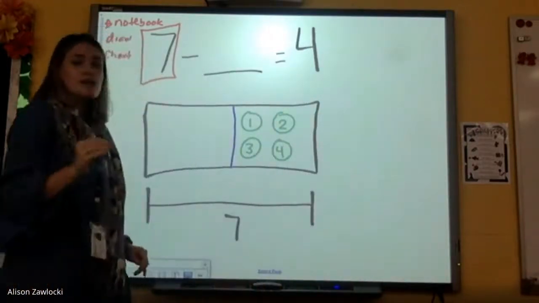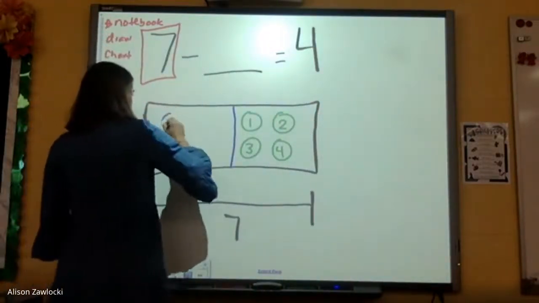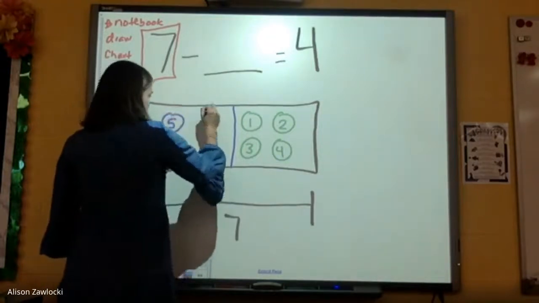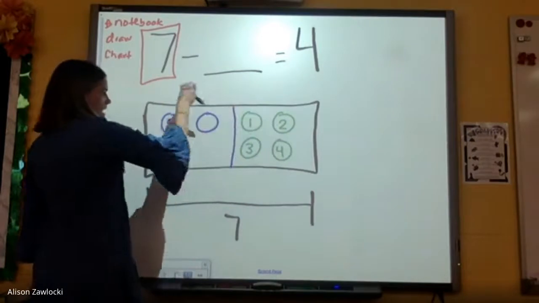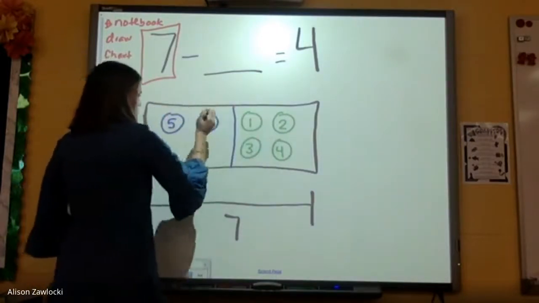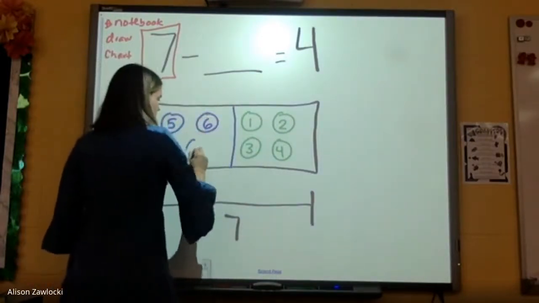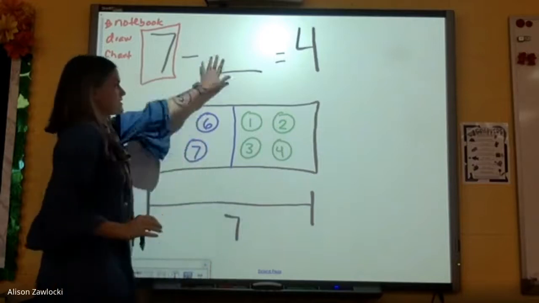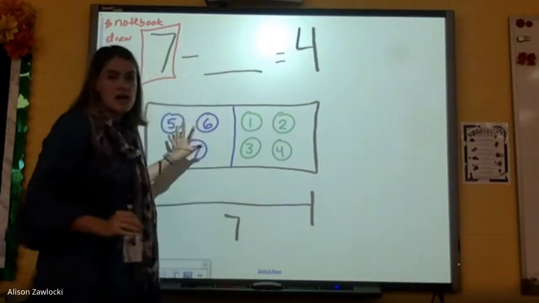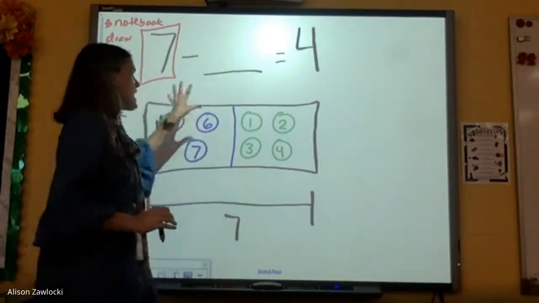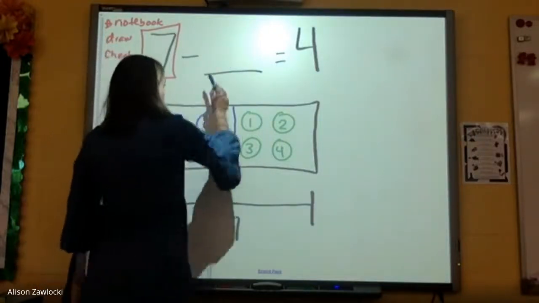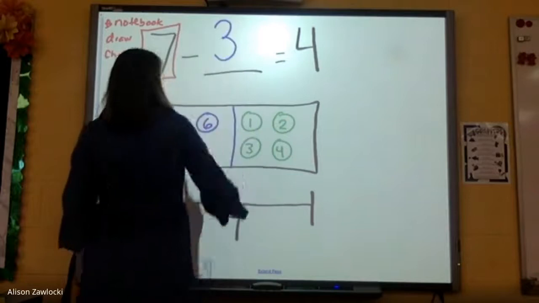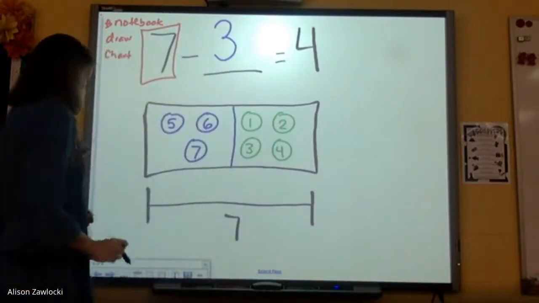We're going to keep drawing counters until we get to 7. 5. This is our 5th counter. Remember, we don't start back at 1. We are continuing to add more circles or counters. 6, 7. Now I'm going to go back. This tells me how many we have for this addend. How many we took away? 1, 2, 3. 7 take away 3 equals 4.